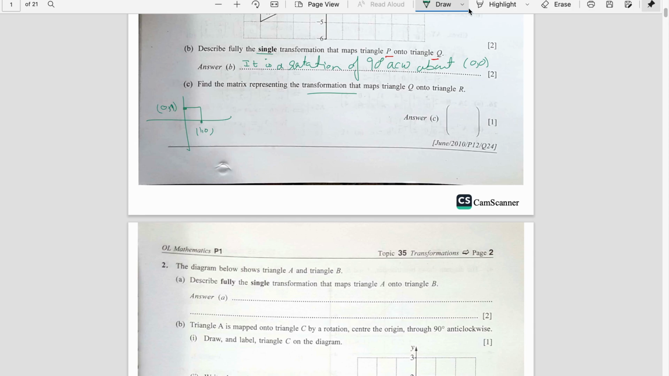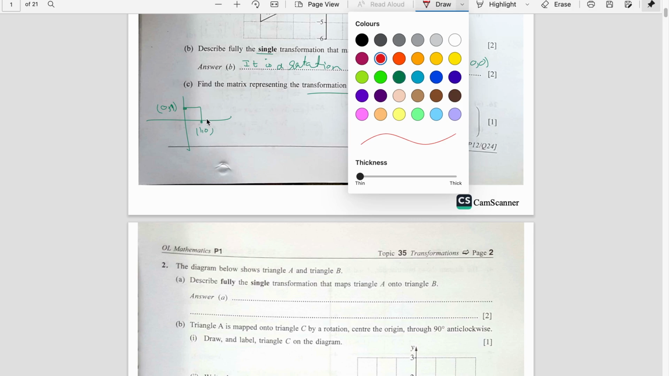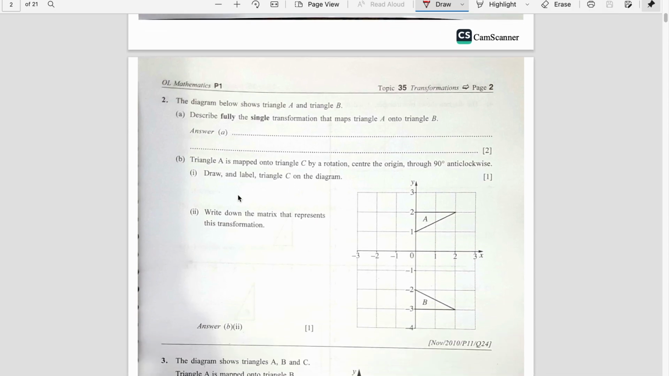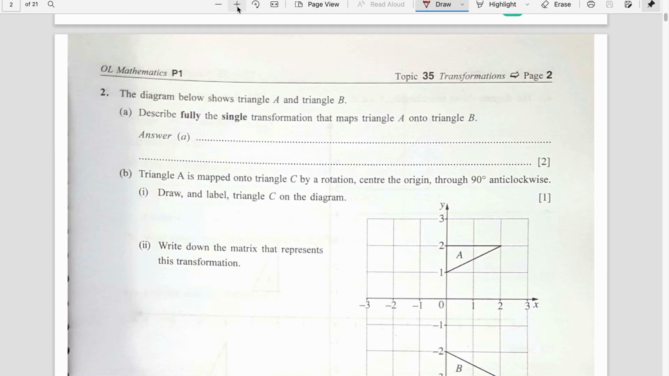So when it is reflected, the final answer would be: this stays here, the point comes down and becomes x 0, y minus 1. So what happens to the point on the x-axis? It stays 1, 0. What happened to the point on the y-axis? This became 0, minus 1. So this is the matrix of reflection in the x-axis, or y equals 0.